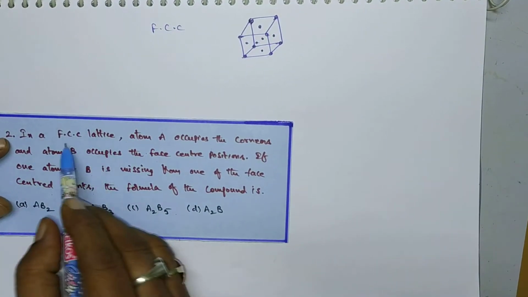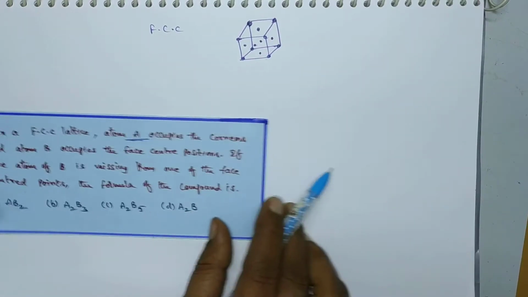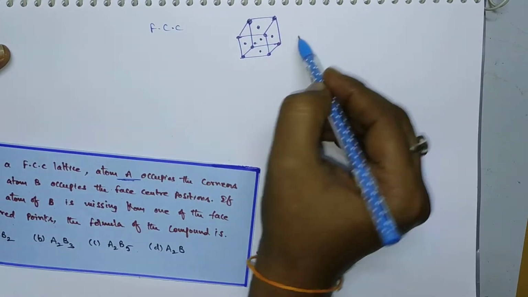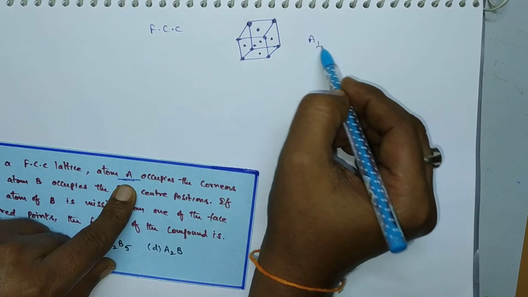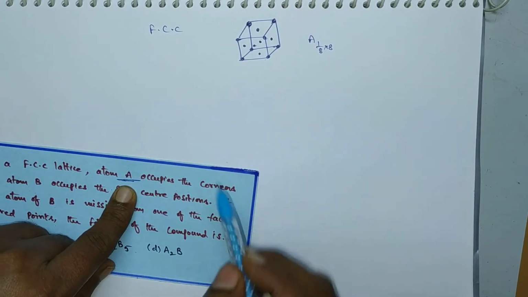In a face centered lattice, A atoms occupy the corners. The corner contribution of each corner atom is 1/8, and there are 8 corners, so 8 into 1/8.